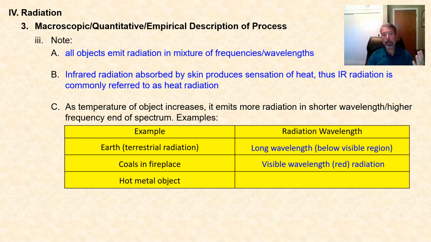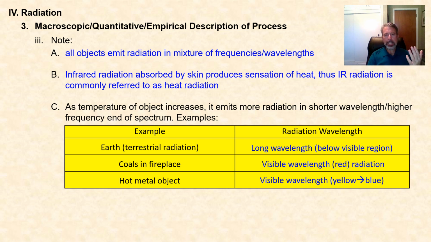When you look at a very hot metal object, which is at an even higher temperature, it is emitting a lot more radiation in the higher end of the visible region of the electromagnetic spectrum. That is a higher frequency end, lower wavelength end. So in the yellow to blue portion of the spectrum.